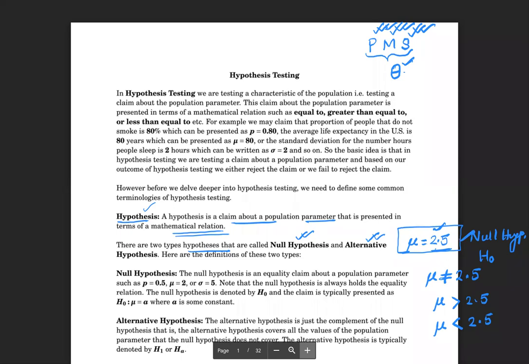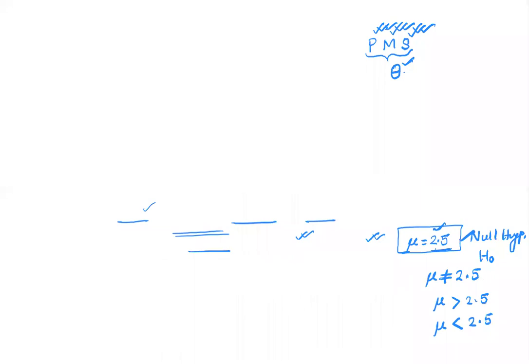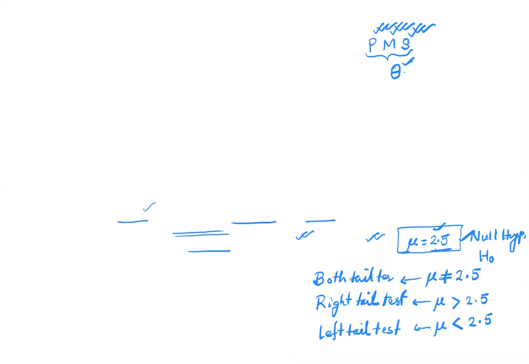Now, if you're dealing with less than, this would be a left tail test. If it is greater than, it will be a right tail test. If it is not equal to, then you have to consider both tails. It will be a both tail test. So left tail test, right tail test, and both tail test. That's what it is.